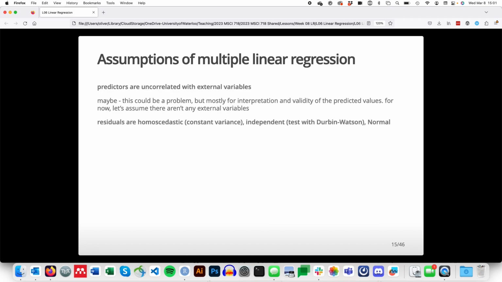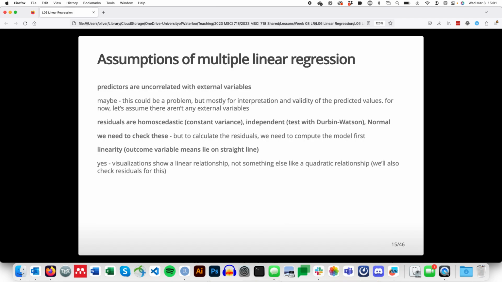Residuals are homoscedastic, independent, and normal. We need to check these. But to check these, we're going to compute the model first. And we did see the variance issue, but we'll take a look at whether it matters once we've created the model.